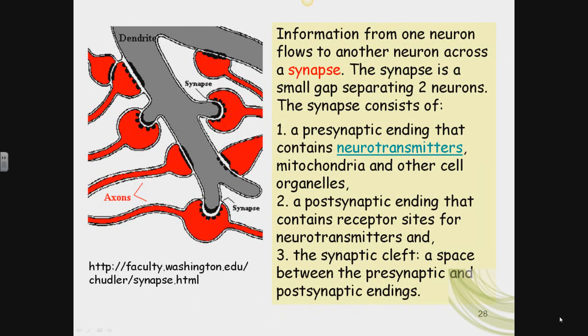So the terminal bouton is going to release neurotransmitter, which will diffuse across the synapse and bind to the ligand-gated channels on the next downstream postsynaptic dendrite. This is what we call transmission, synaptic transmission, or sending the message across the synaptic cleft. That's the space between one cell and the next.